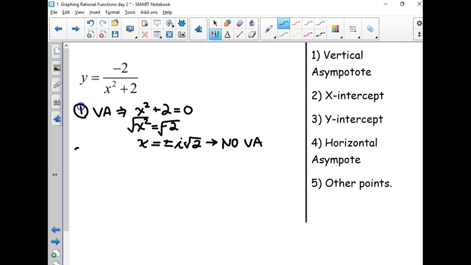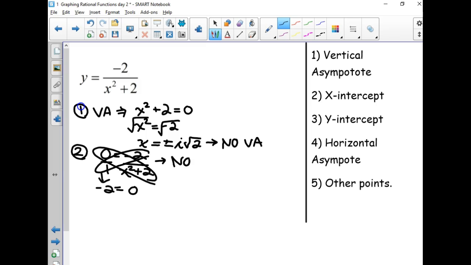Step 2, we're going to go for that x-intercept. Well, if I plug 0 in right here at that y and I do cross multiplication, what happens to the denominator? Right? 0 is equal to negative 2 over x squared plus 2. And I cross multiply. I get negative 2 is equal to, and what happens to this right there? 0 times anything is what? 0. Do I have an x-intercept? No, there's no x-intercept. This graph does exist.